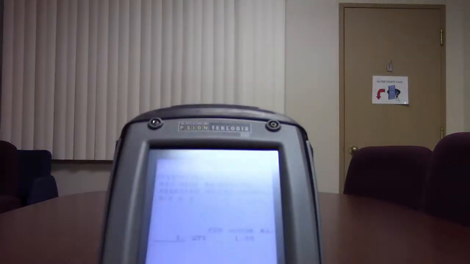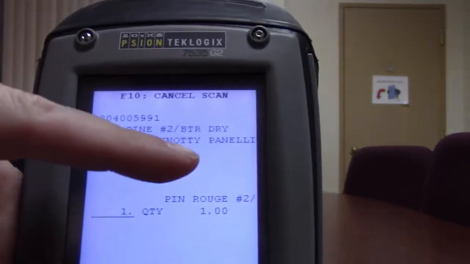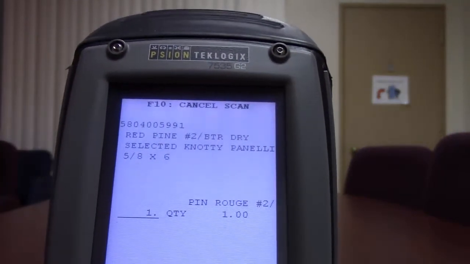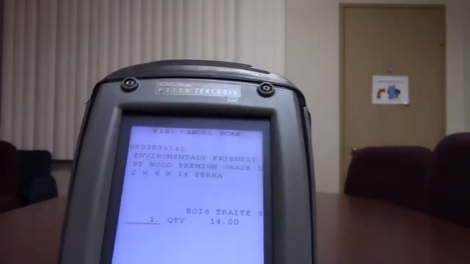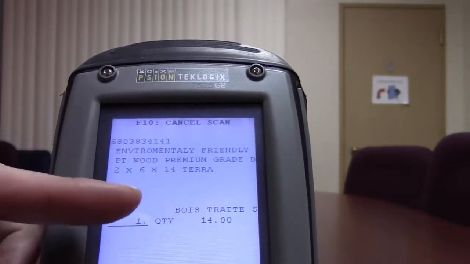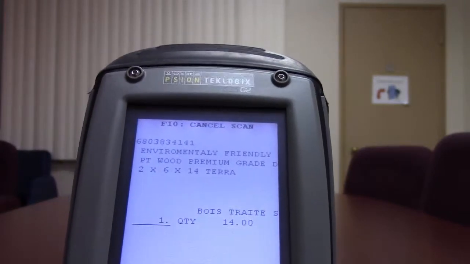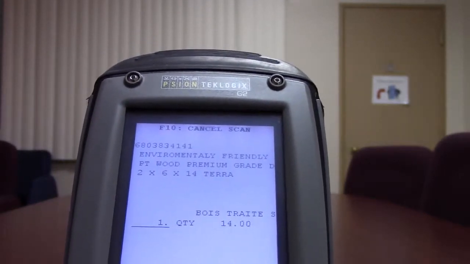If you scan a product and your unit of measure is blank and you have a factor of 1, you have to enter the board measure. If you scan a product and your unit of measure is blank and your factor is different than 1, then you have to calculate the number of pieces that you have in front of you.